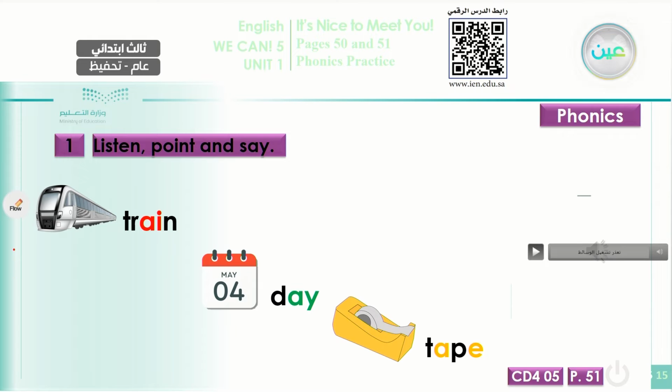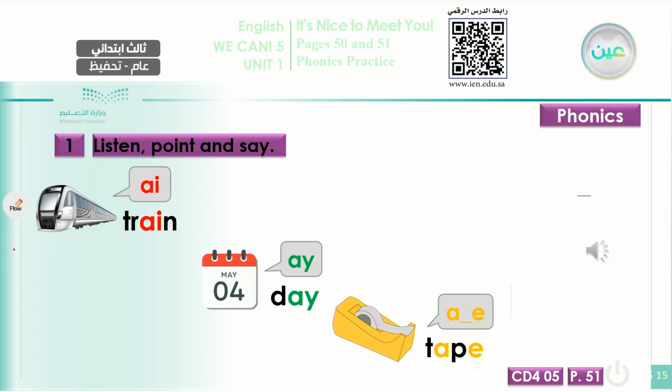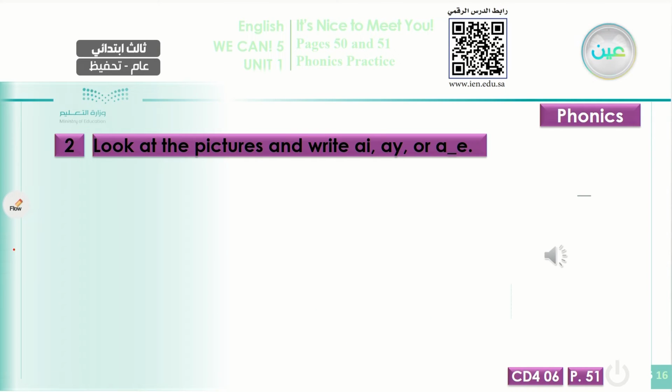I'll read it myself. Train, number 1 is train. Number 2 is May. Number 3 is tape. Okay? So train has the vowel sounds A-I, and May has the vowel sounds A-Y, and tape has the vowel sounds A-E. Okay? And in exercise number 2, look at the pictures and write whether A-I, A-Y, or A-E. What is this? This is a snail. Okay, how do you spell snail? You can say S-N-A-I-L.